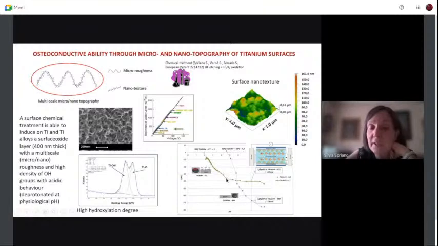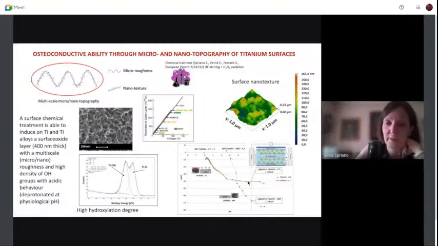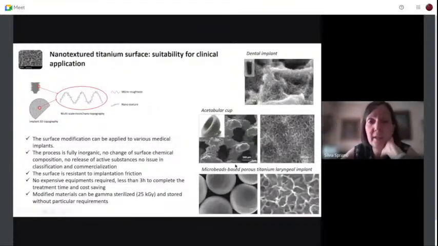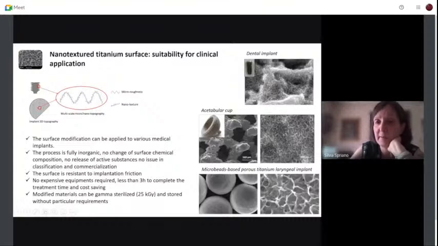If the liquid in contact with the surface has a pH of about 4.5 or higher, all of these OH groups are completely deprotonated. This means that at physiological pH, here at around 7, you have a surface with deprotonated hydroxyl groups. And we applied this chemical treatment to a dental implant, to an acetabular cap obtained through additive manufacturing, and also to a porous laryngeal implant with microbeads, obtaining the same topography and the same chemistry.